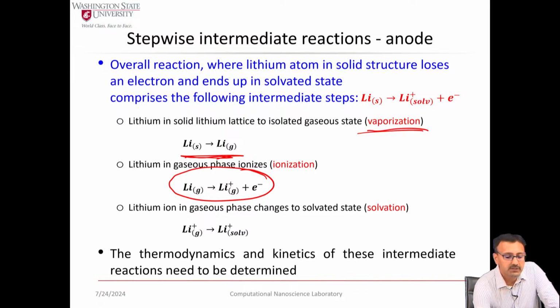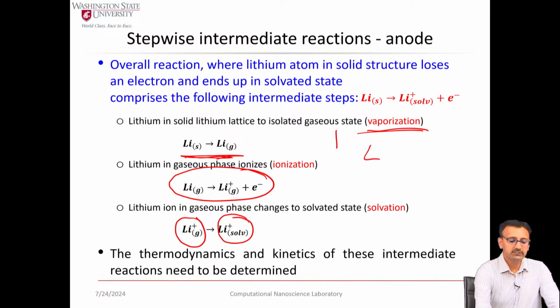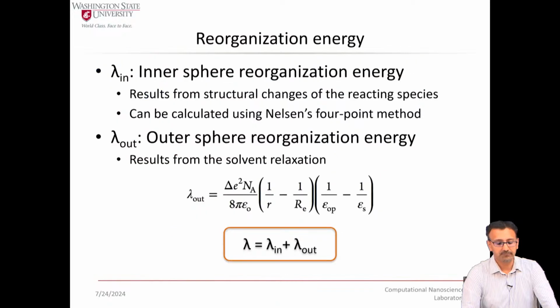And the third step is for that lithium plus ion in the gaseous state to get solvated in this specific ionic liquid, so the reaction corresponding to that. So, our goal was to calculate the delta G for this vaporization process, the delta G for the ionization process and the delta G for the solvation process. If you add these 3 up, you get the total delta G for this reaction to occur. Okay.